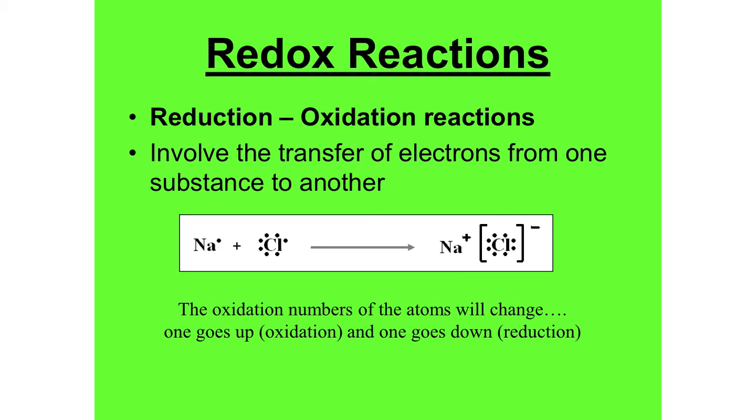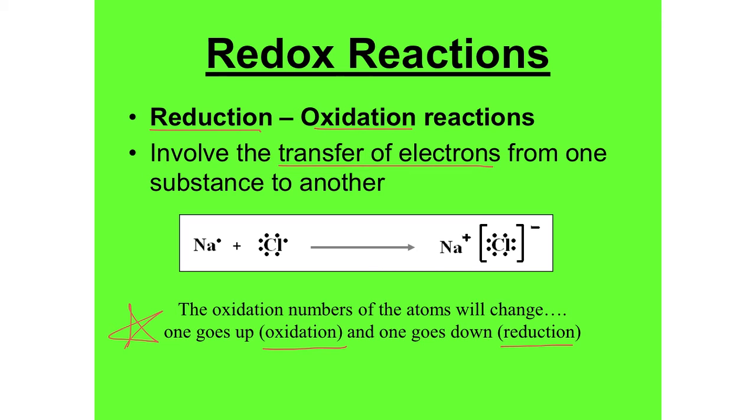All right, as I said, redox reactions stand for reduction, oxidation reactions. We're just going to talk about this briefly now and then in more detail in the second video. Redox reactions involve the transfer of electrons from one species to another. So one substance will be gaining electrons, one substance will be losing electrons. One substance will be undergoing reduction, one substance will be undergoing oxidation.